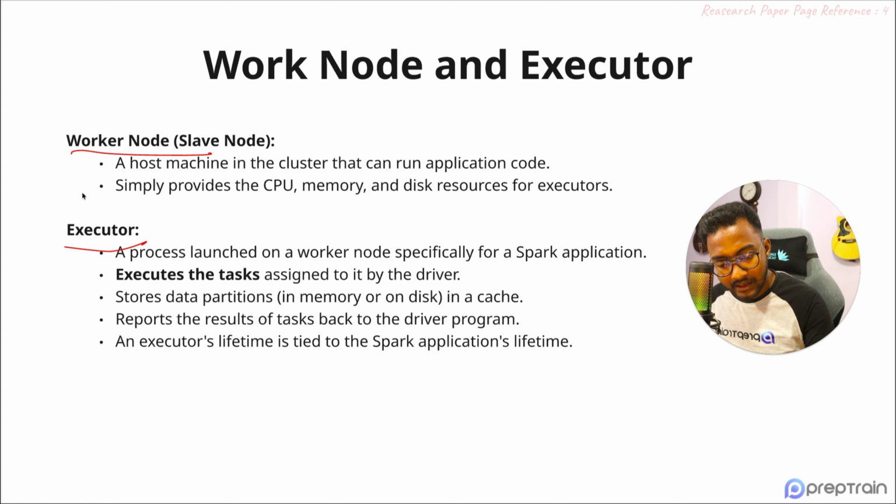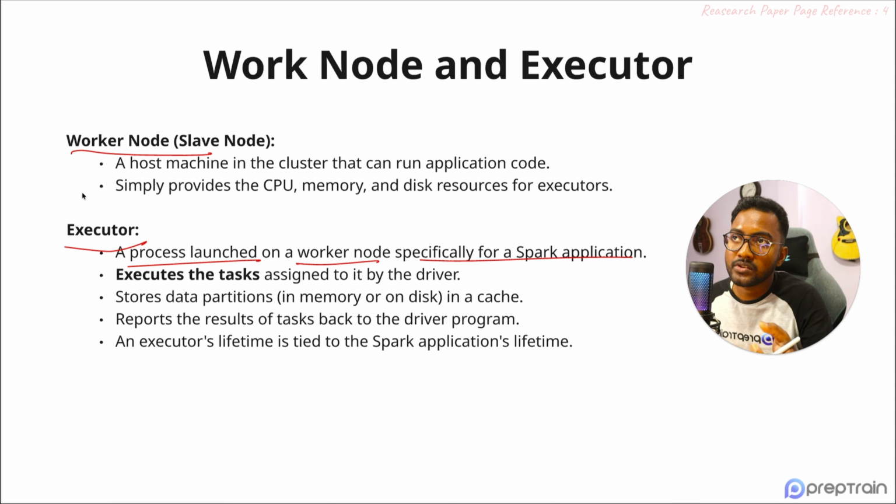The executor is a process which is launched on a worker node, specifically for a Spark application. When the cluster manager grants the driver's resource request, it launches these executors on the worker nodes. These executors are dedicated to your application, and their lifetime is attached to it. The executor has primarily two jobs. The first is to execute the tasks sent by the driver, and this is the actual number crunching. The driver says, let's say, run this program for this partition of data, and the executor does it.